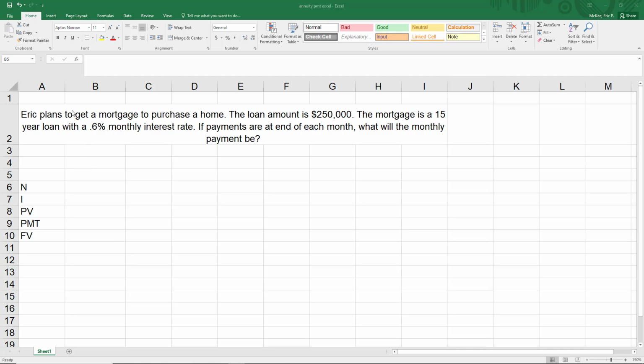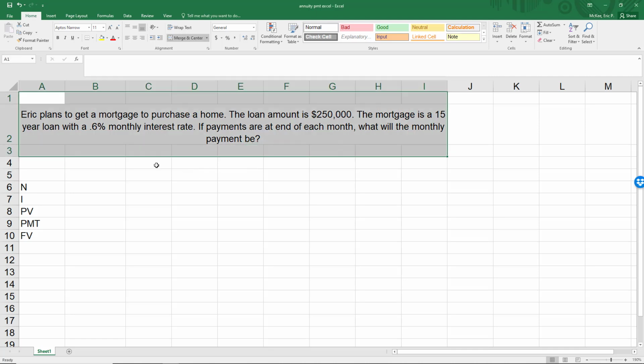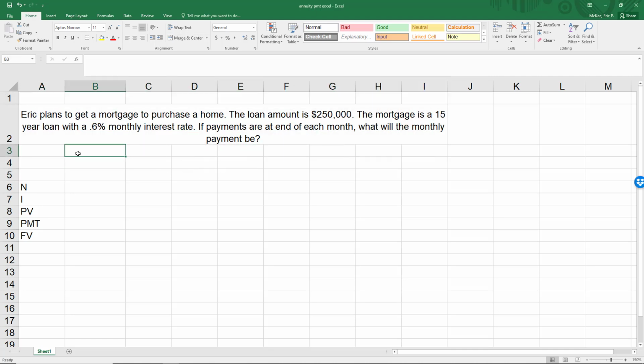So I have prepared here a question asking us to find what the monthly payment of a mortgage will be. Mortgages, like most consumer loans, have constant monthly payments. So mortgages are mathematically the same as an annuity. And if we know everything except the monthly payment of the mortgage, we can solve for that monthly payment.